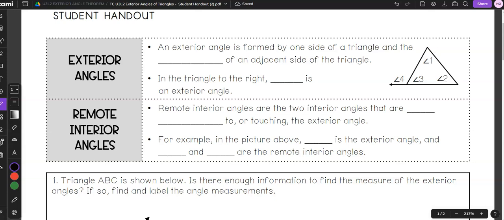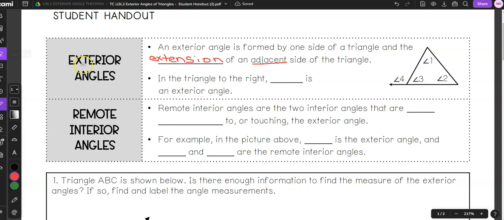So an exterior angle is formed by one side of a triangle and what we call the extension. So we're going to write the word extension here. And y'all, my handwriting is terrible on this thing. The extension of an adjacent side. Adjacent means beside, or they share a side. And we'll talk about that in just a minute. I'll show you exactly what I mean by that in just a minute.